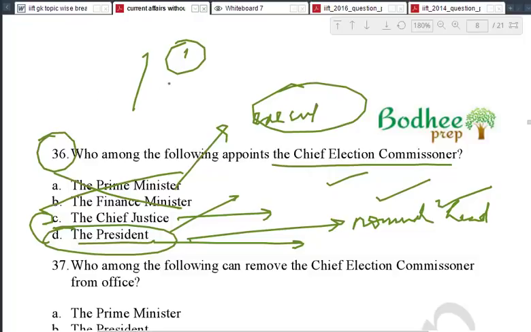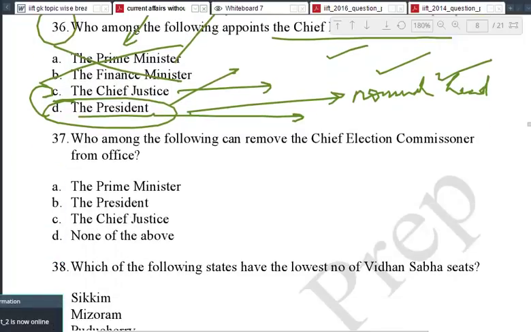But still, as far as the power is concerned, it is within the hands of the Prime Minister, not the President. Order of precedence, we call it as order of precedence. That means if you rank the notable people, then the President will come first.